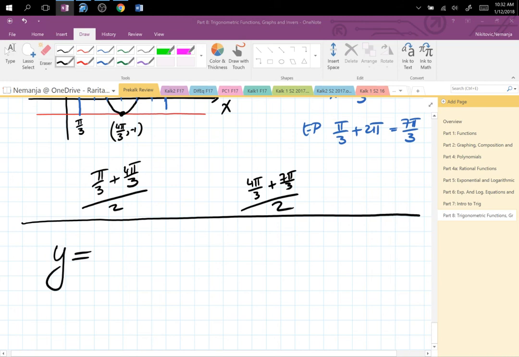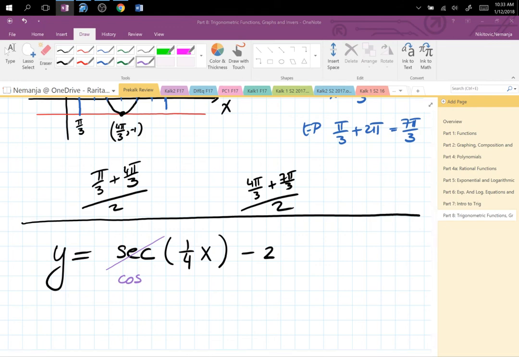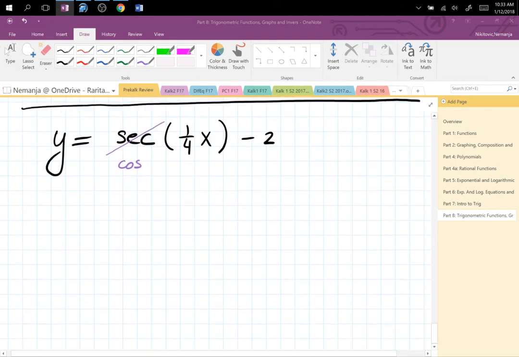Y equals secant of, let's say, 1/4 x minus 2. The way we do this is I'm just going to strike the purple and I say cosine, and then we are going to fix that later. So you are focusing on a cosine graph. You're completely ignoring the fact that it's secant for now. And in the end step, you will just flip this thing out.